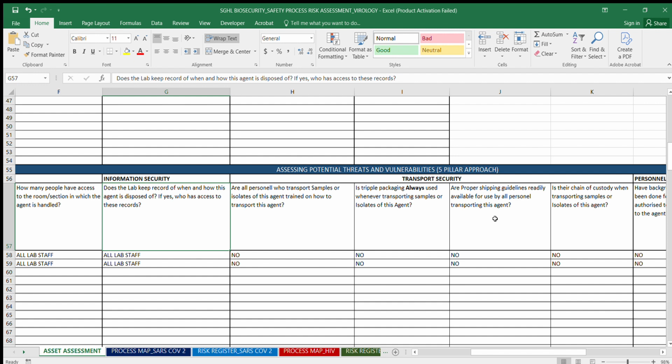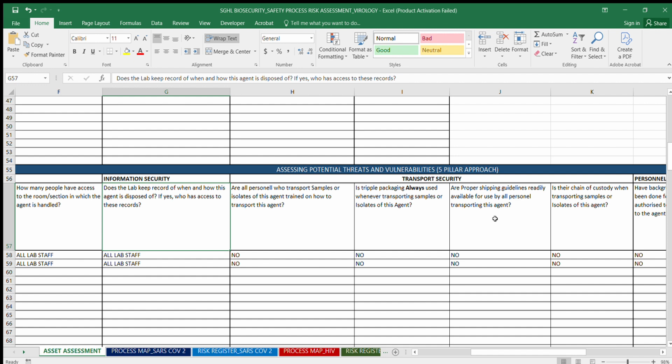Then, is triple packaging always used when transporting these samples or isolates of this agent? If you're not using triple packaging, it means that if there is a spillage of this particular agent, then this spill will go and affect the environment, and people that are transporting these agents may get exposed. Are proper shipping guidelines readily available for use by all personnel transporting this agent?